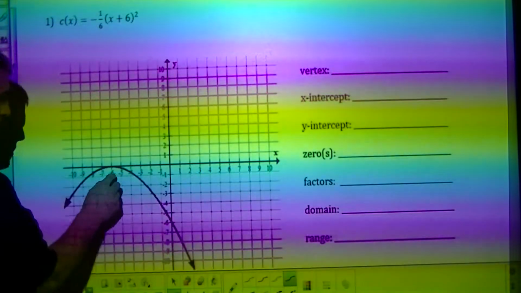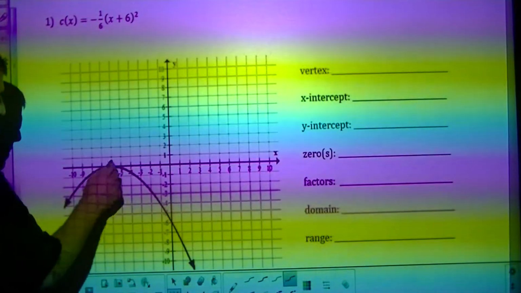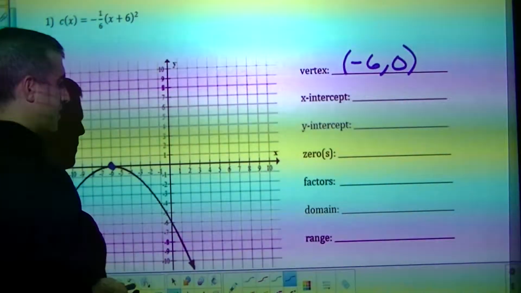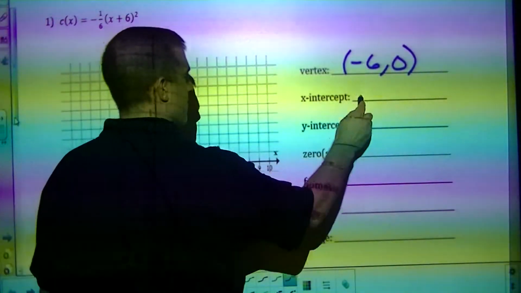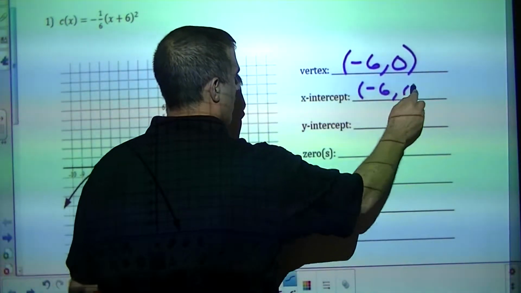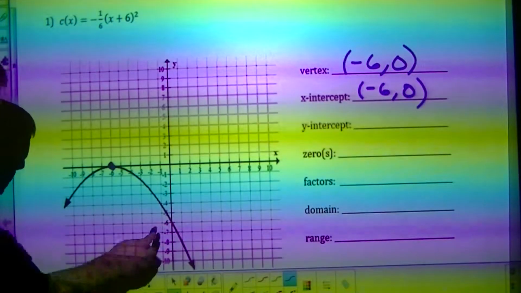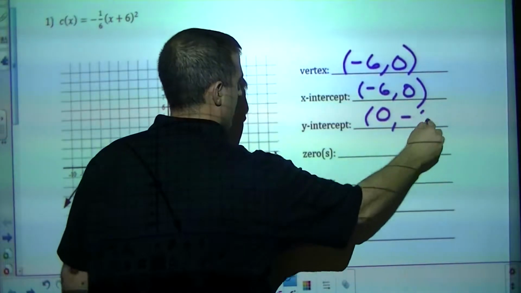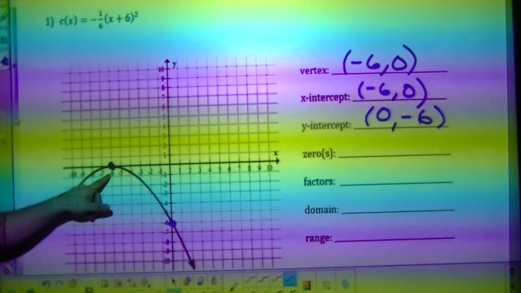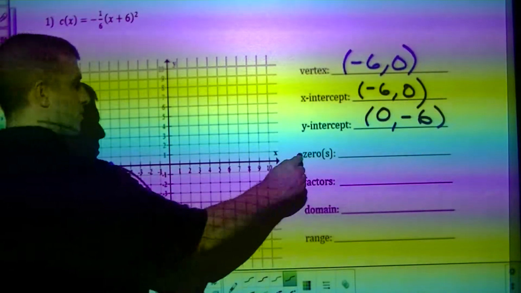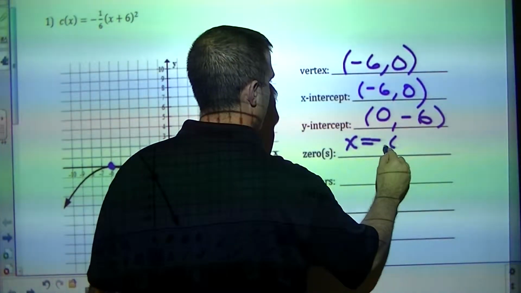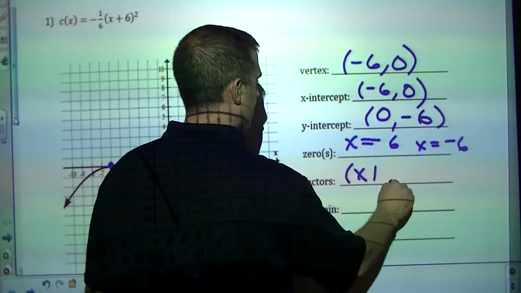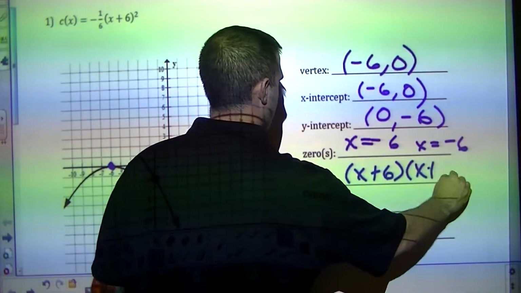Now, the vertex is right there. That's at -6, 0, okay? The x-intercept is also the same thing. The y-intercept is down here, and that's going to be at 0, -6. The 0, since it just touches, means you have two of those. So that's x equals -6 and x equals -6. And if you convert those to factors, that's x plus 6, x plus 6.